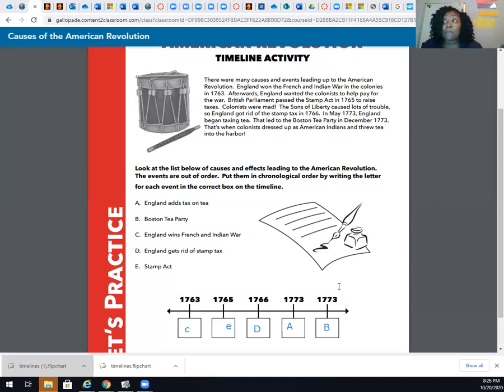Oh, and you can add pictures. Miss Everett didn't add any pictures here. I did something really simple, but you can add pictures. So have fun making your timeline, guys. See you next time.